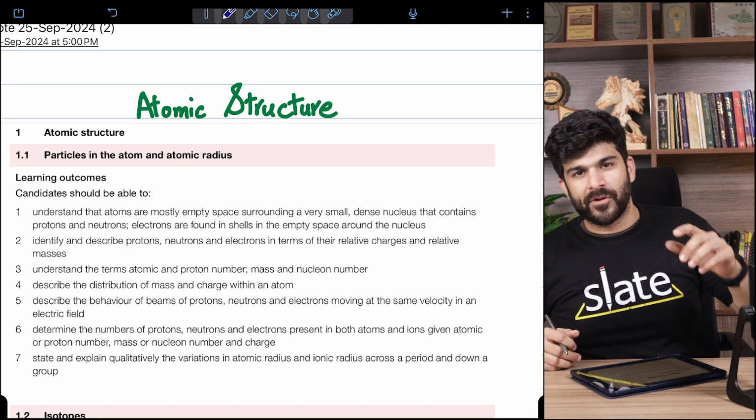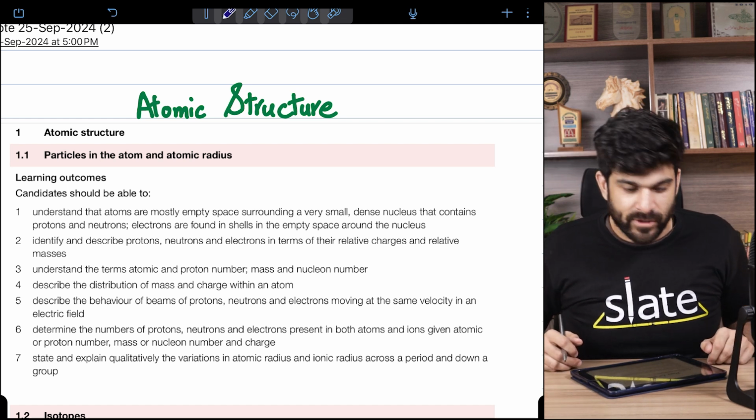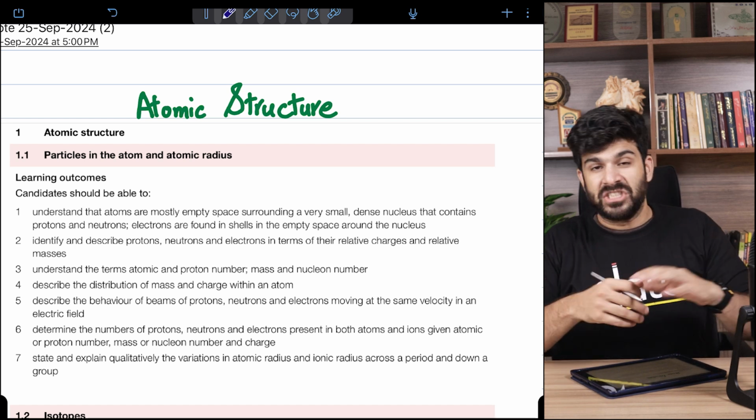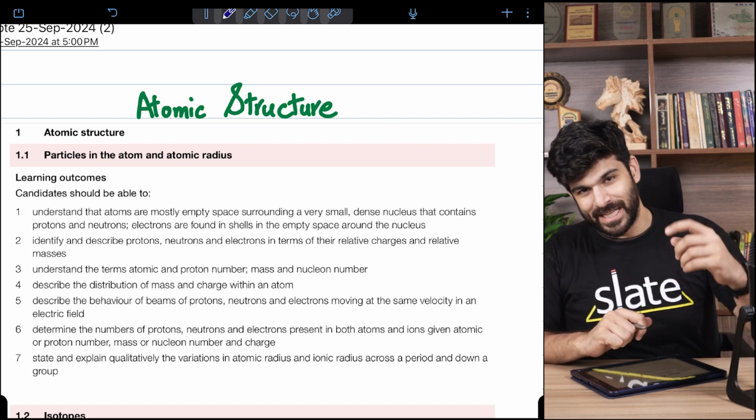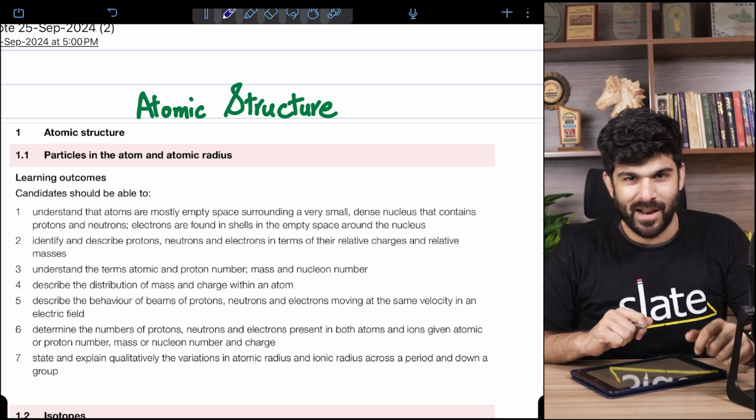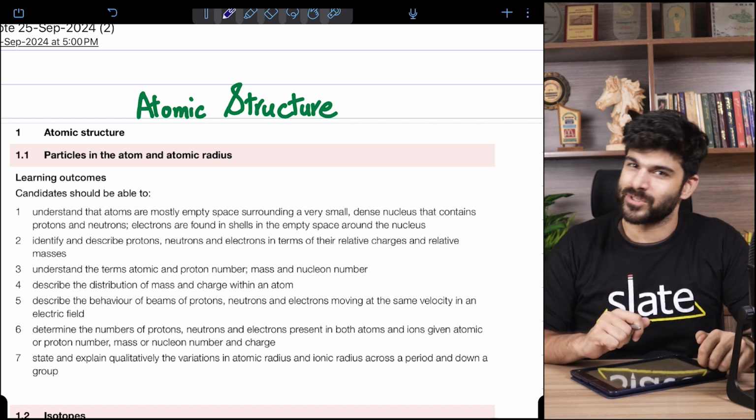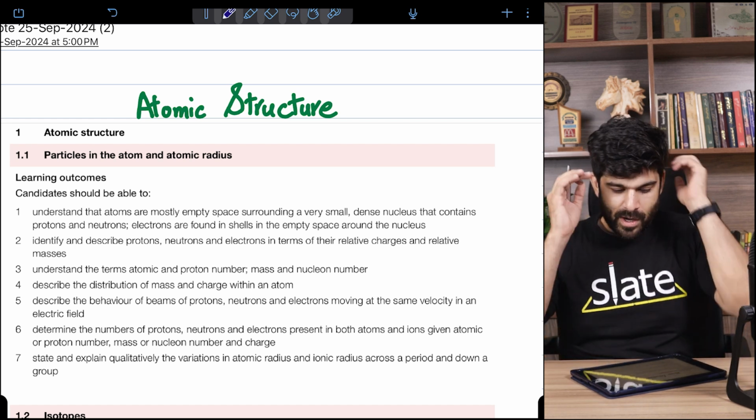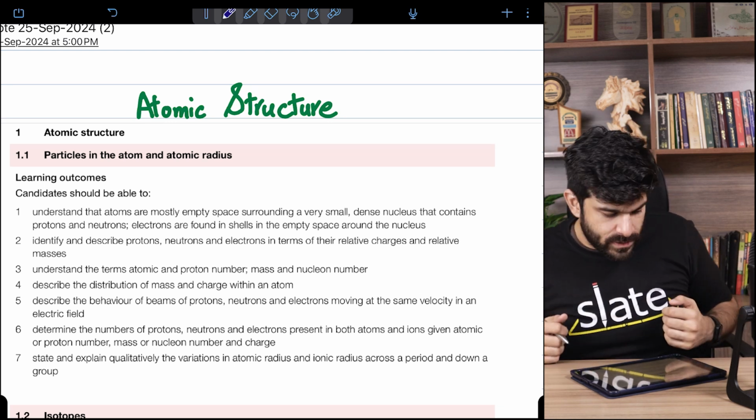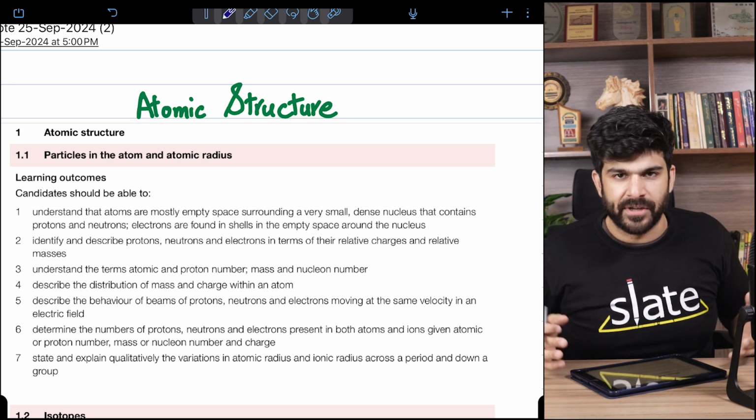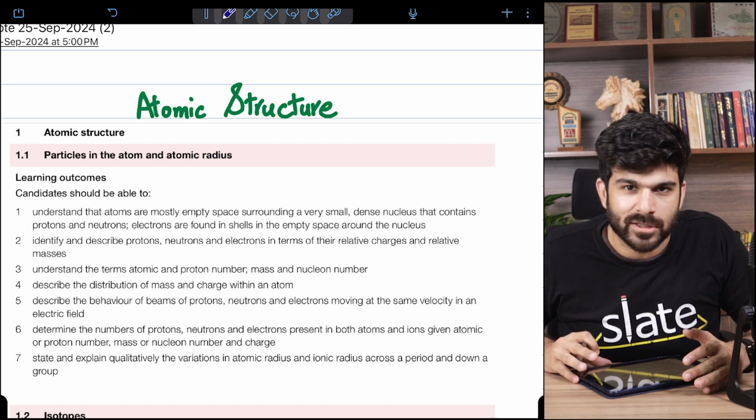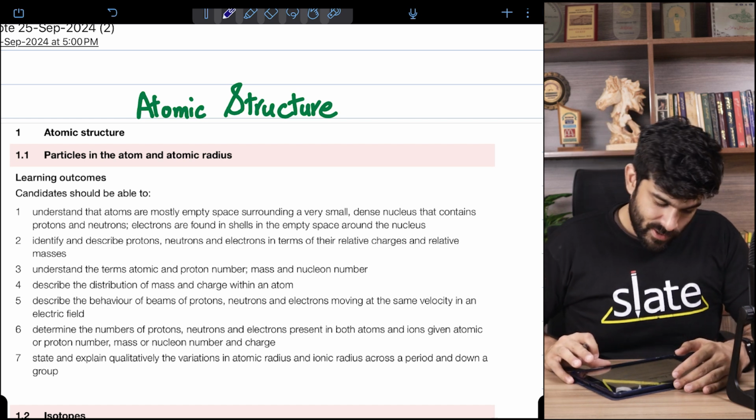So let's talk about the first chapter of AS chemistry, which is atomic structure. As the name goes, very basic. But then again, there needs to be some spices of A-Levels in every chapter of AS chemistry. So, atomic structure, let's see the learning outcomes. Understand that atoms are mostly empty space. Again, a basic definition. Don't worry, they don't ask such questions in A-Levels.